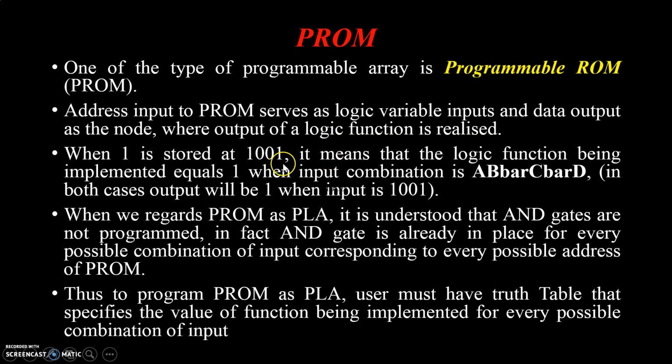When 1 is stored at 1001, it means that the logic function being implemented equals 1 when the input combination is A, B bar, C bar, D. In both cases, output will be 1 when the input is 1001.